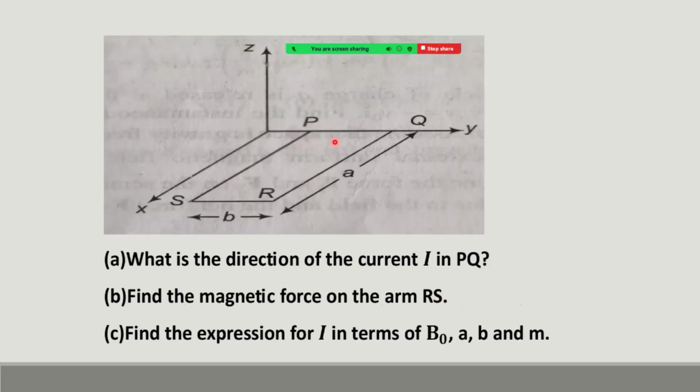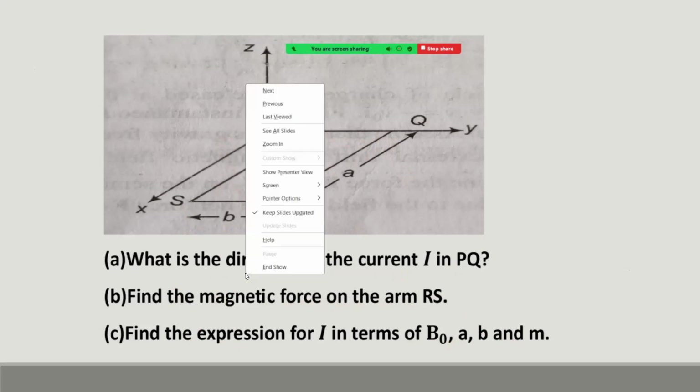See the diagram here, PQRS. What is the direction of current in PQ? Find the magnetic force on the arm RS. Find expressions for I in terms of B naught, A, B, and M. So first see the question given and see how to start.